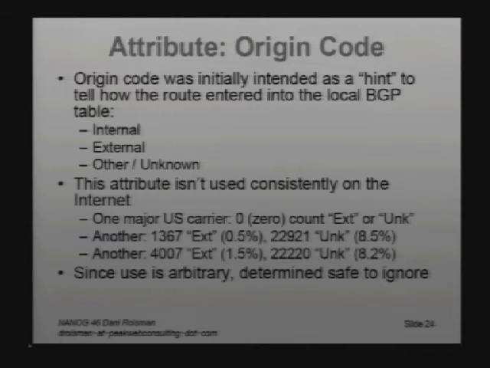Well, another one of the carriers had 0.5% of the routes, 1,367 of them, showing as external, and 22,000 showing as unknown. Another one had 4,000 as external, and another 22,000 as unknown. Really inconsistent. They're not actually all carrying this widely over the public internet, and many times they may be modifying themselves. So my take is, since it's arbitrary anyway, it's not used consistently, I feel safe throwing it away.